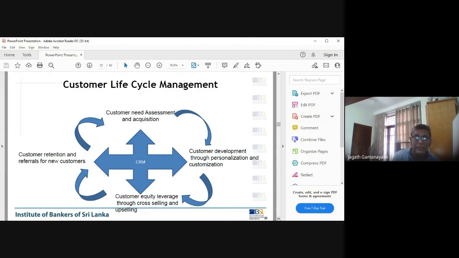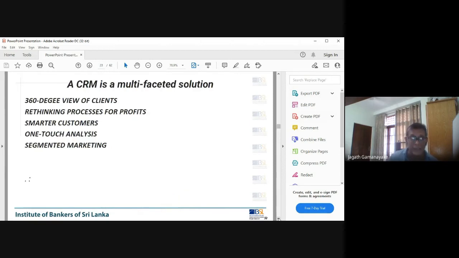So therefore, CRM is basically customer life cycle management, right? That is what customers are expecting. Having all these things, CRM is therefore an enterprise-wide ongoing approach. You may recall, which I explained to you last time also.